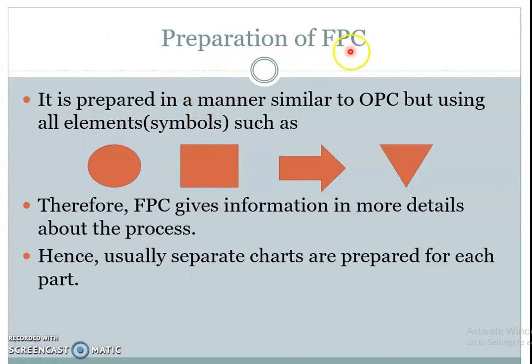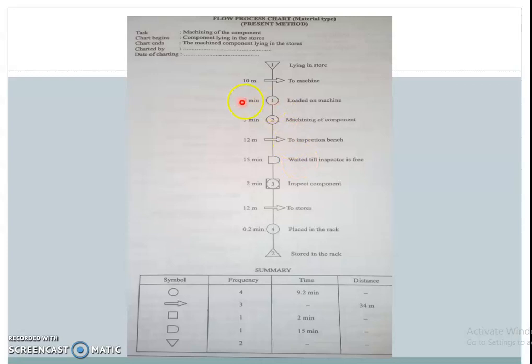For preparation of flow process charts, we have to use all the method study symbols, or all the elements of work, such as operation symbol, inspection symbol, transportation, storage, and delays. Therefore, FPCs give detailed information about the process. Hence, usually separate charts are prepared for each component. So in the next slide, let us see the example of a flow process chart.